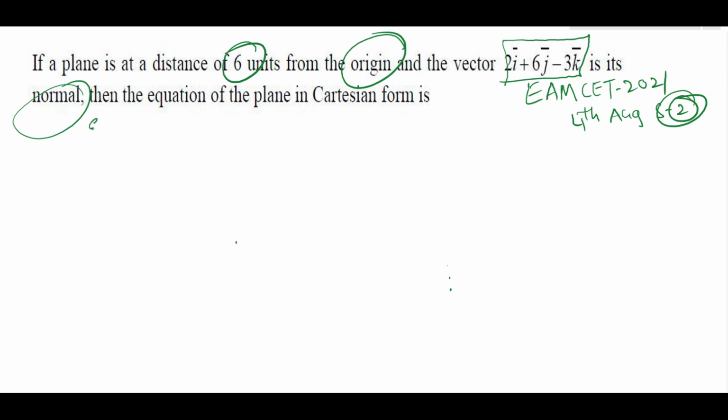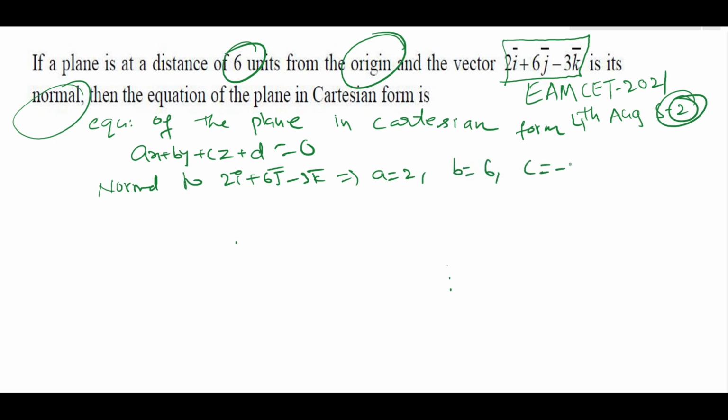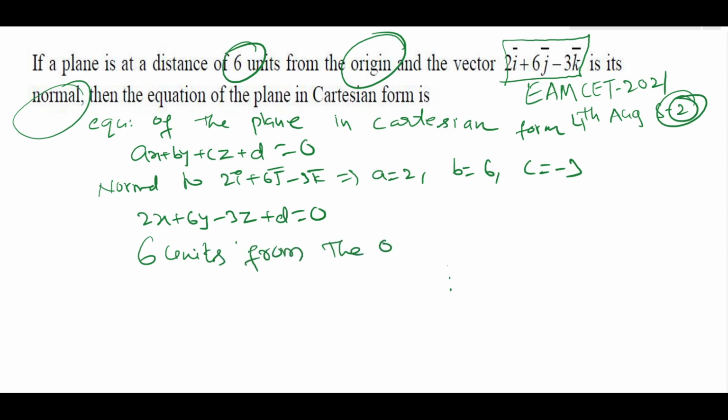Now we take the equation of the plane in Cartesian form, that is ax plus by plus cz plus d is equal to 0. This is the normal vector 2i bar plus 6j bar minus 3k bar. That means here a is equal to 2, b is equal to 6 and c is equal to minus 3. Substituting these values in the plane equation, that is 2x plus 6y minus 3z plus d is equal to 0. This is at a distance of 6 units from the origin.